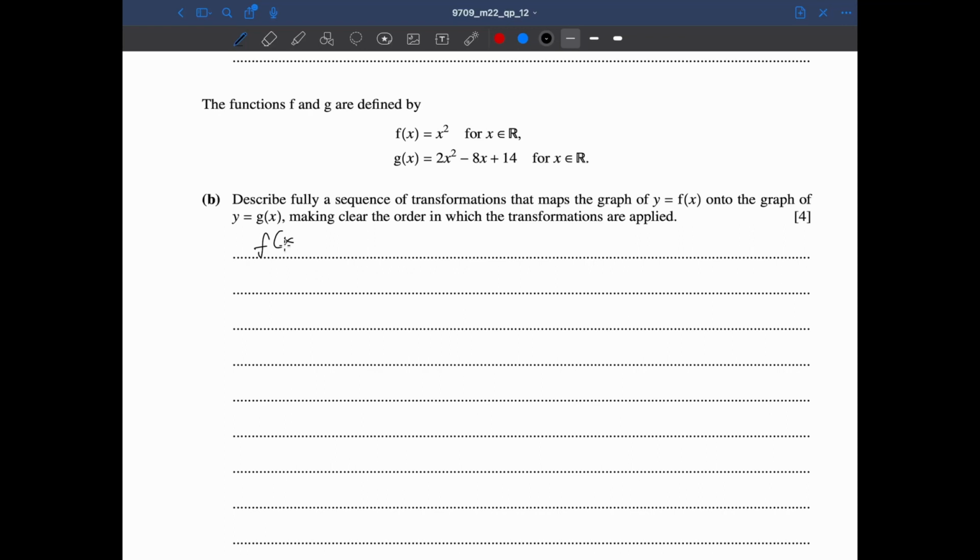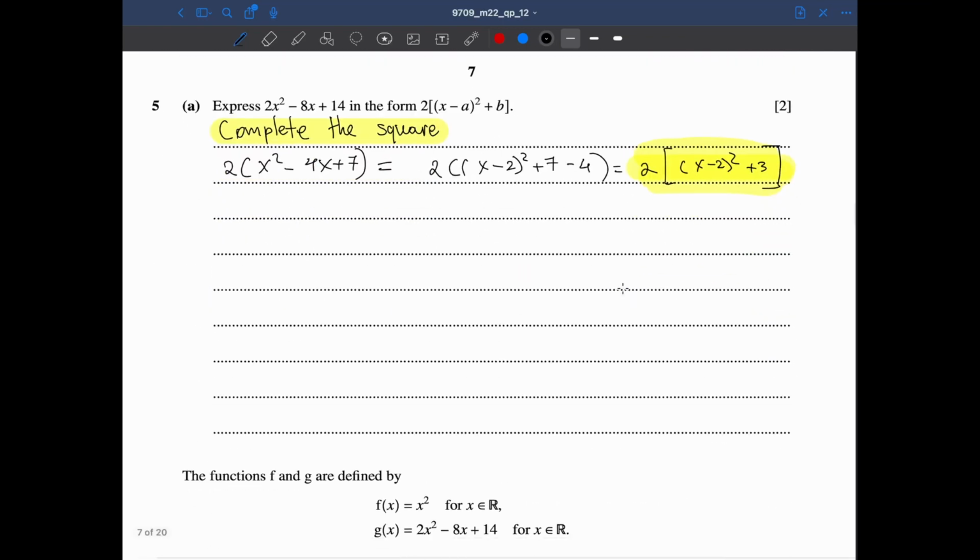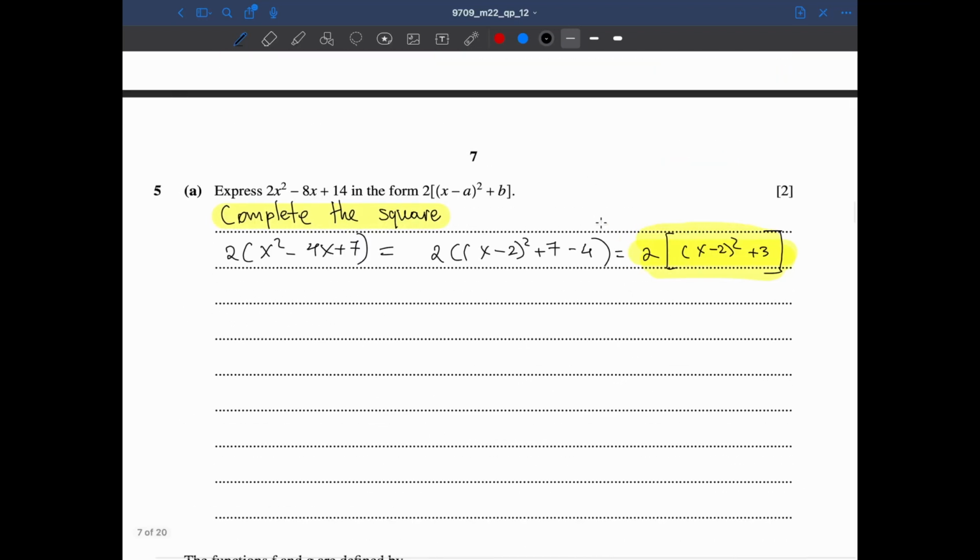So let's see. We have f of x equal to x squared. And then we have g of x equals 2x squared minus 8x plus 14. So the thing is that when we are dealing with questions which ask to map the function of this to the function of that, and we need to describe the order of transformation, usually we deal with the completed square form or the vector form. That's why usually they ask that in the A part, and then they ask us to tell the sequence in the B part.